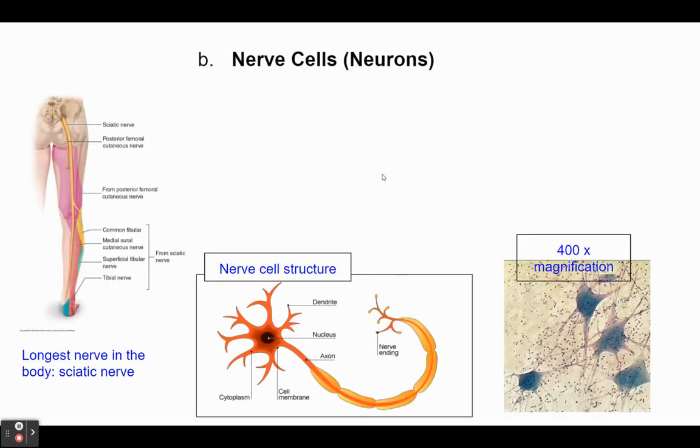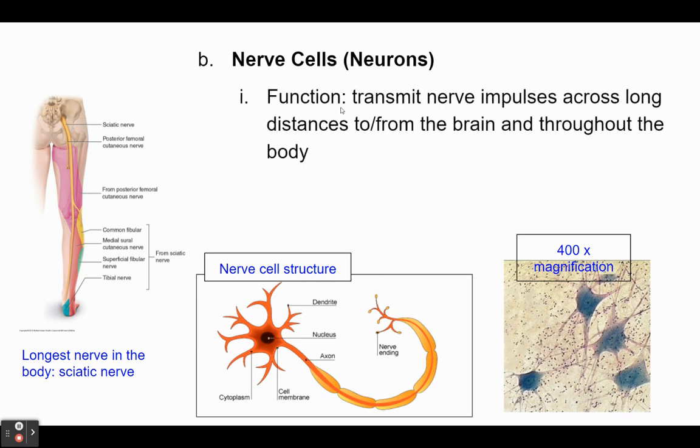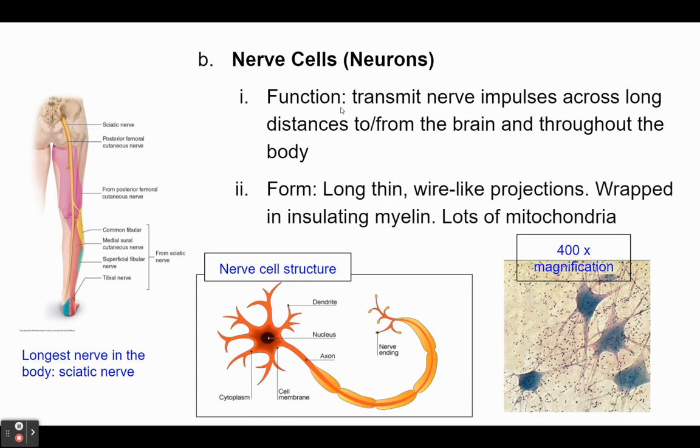Our next type of animal cell is a nerve cell, otherwise known as a neuron. Its function is to transmit nerve impulses across long distances to and from the brain and throughout the body. Its form to support this function is being really long and thin, having wire-like projections. It's also wrapped in insulating myelin, just like an electrical wire is. Think about the rubber coating around the electrical wires around us.